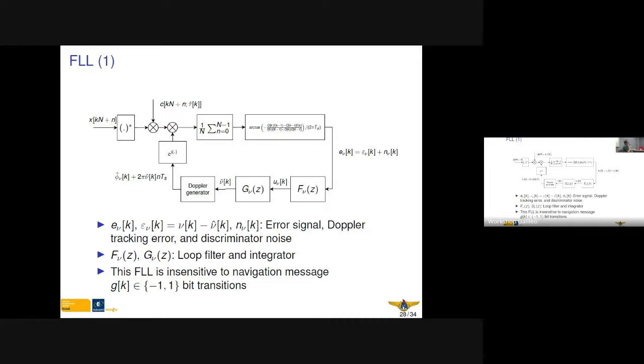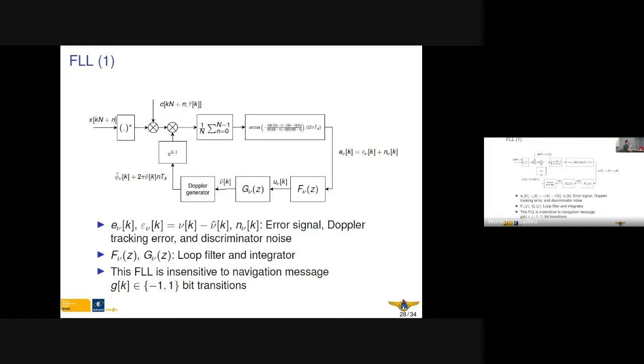So the prompt correlation is passed to the discriminator, which is this arctangent discriminator. At the output we have an error signal: the Doppler tracking error, which is mu k minus mu hat k, and discriminator noise. Again, we have a loop filter, f nu of z, and an integrator, g nu of z.